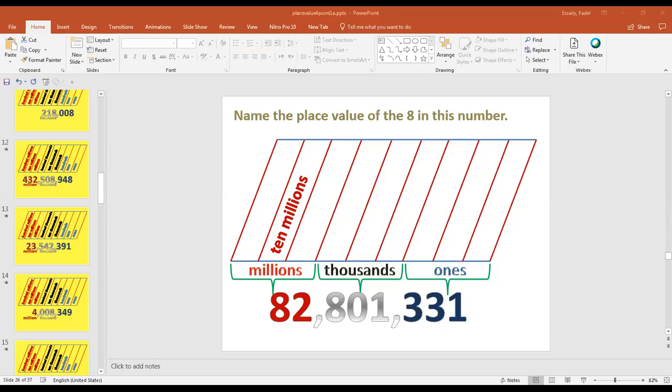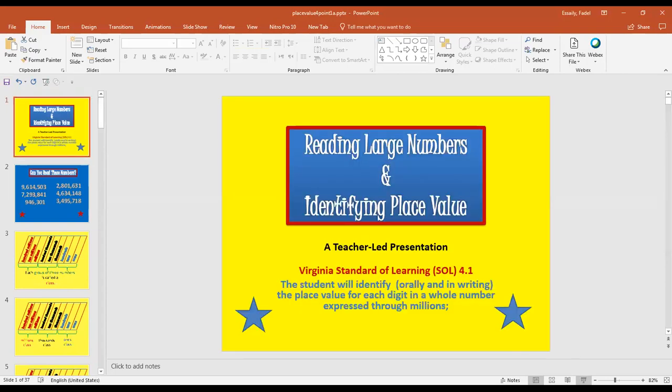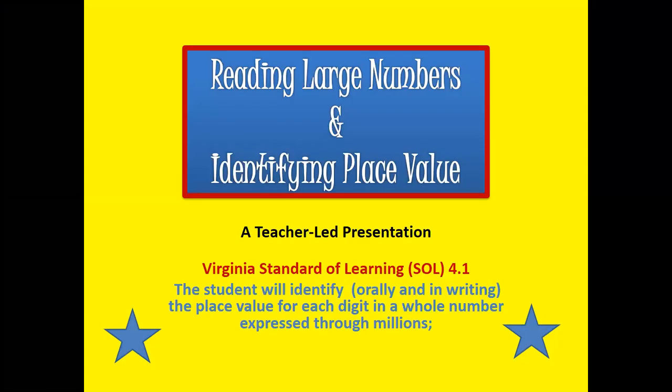Now we know three families. We took before the ones and the thousand family. Now we know a new family named million that comes just after the thousand family. In this lesson, we will learn how to read large numbers and how to identify the place value of each number.